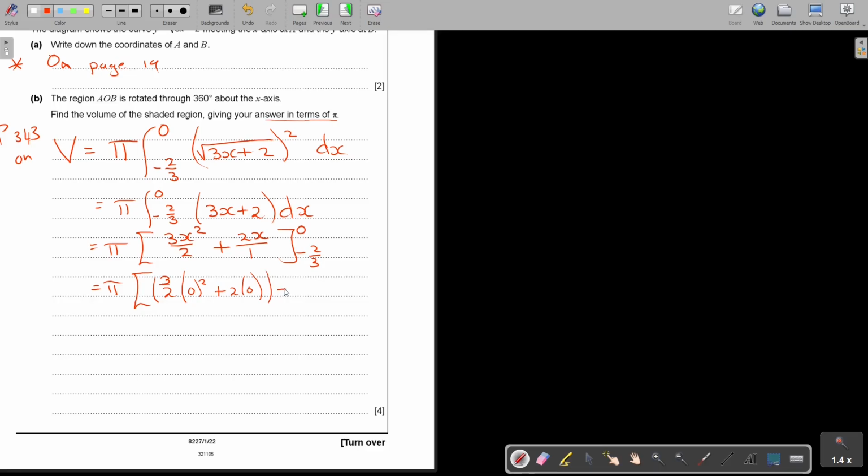Let's rather do, sorry, just too many brackets. Let's just make it 3 over 2, and then negative 2 over 3 squared plus 2 times negative 2 over 3. Okay, and then I get pi. Now let's just check quickly, make sure. This is 0, 0, so that's fine.